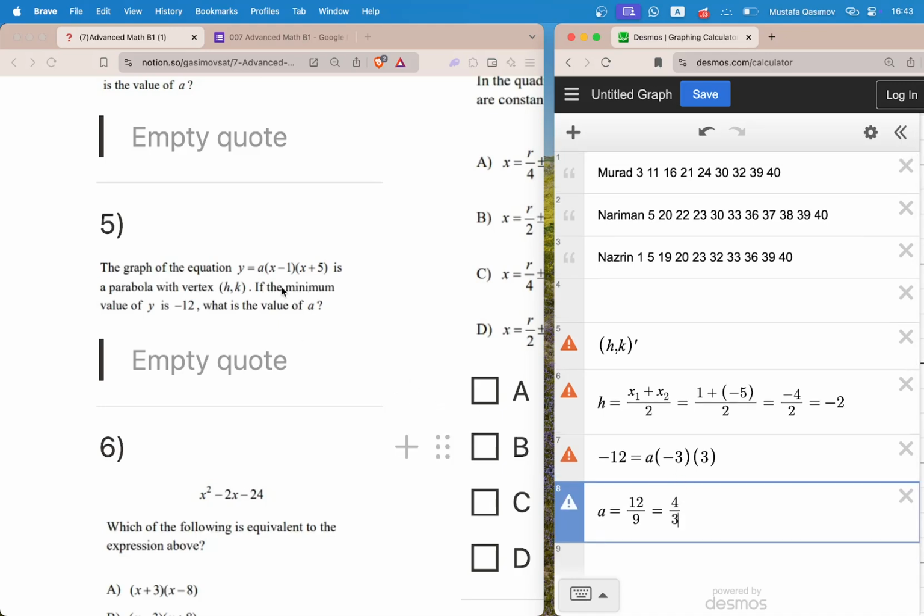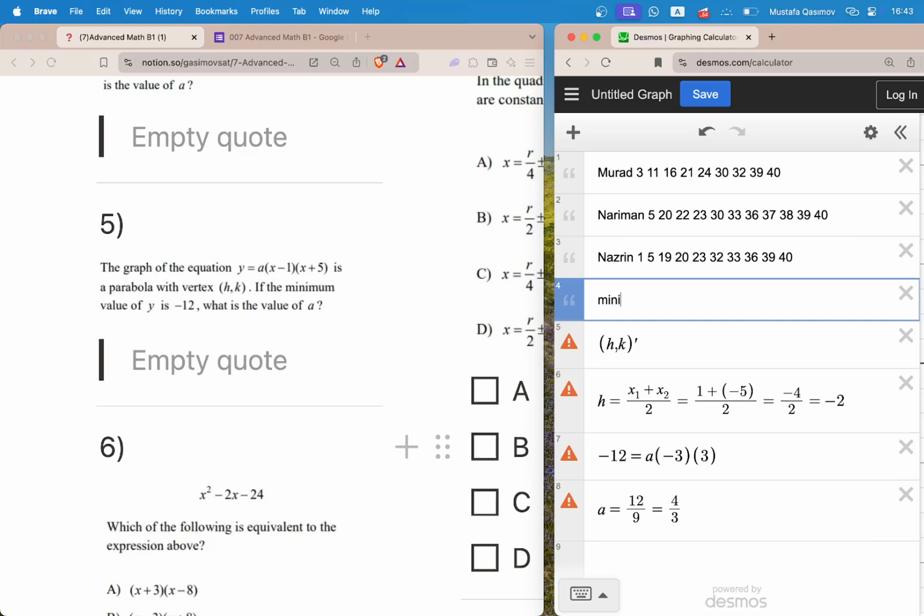And because here it's a minimum value of y is negative 12, a has to be greater than 0. When it says minimum, a is greater than 0. When it says maximum, a is less than 0. And for a greater than 0, we call it upward. We call that one downward. Do you have any question from here?